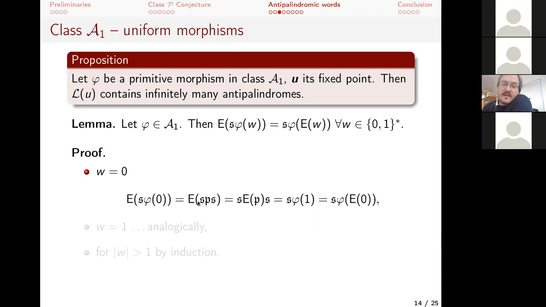Now, since S is an antipalindrome, then E of S is equal to S. So I've got S, E of PS. And again, by definition of our class, E of PS is just an image of one under our morphism phi. And finally, one is just the image of zero under E. So I have what I wanted to have. Well, the left-hand side and right-hand side are exactly what the lemma says they should be.